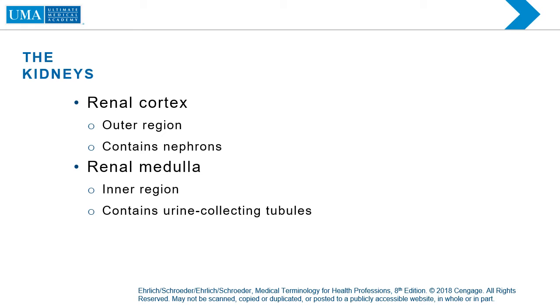Also, toward the bottom, we have our renal pelvis, and this is the funnel-shaped area inside of each kidney. It's surrounded by the renal cortex and the renal medulla. This is where that newly formed urine from the nephrons collects before it flows into the ureters.